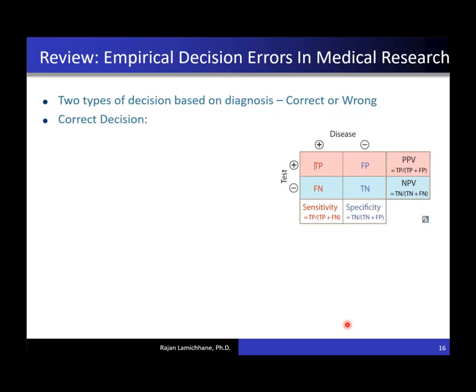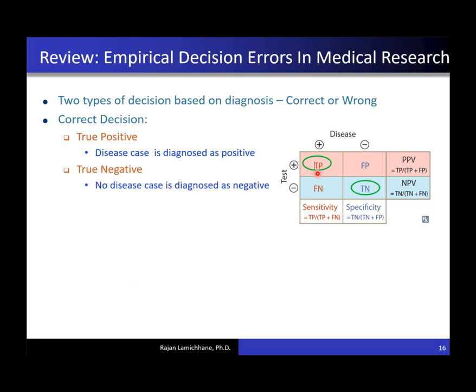Now let's discuss the decision errors, and let's review the empirical decision errors in medical research. Sometimes these are also called the diagnosis errors. There are two types of decision based on diagnosis, whether the decision is correct or wrong. So when do we see the correct decision? True positive or true negative. These two are the correct decisions.